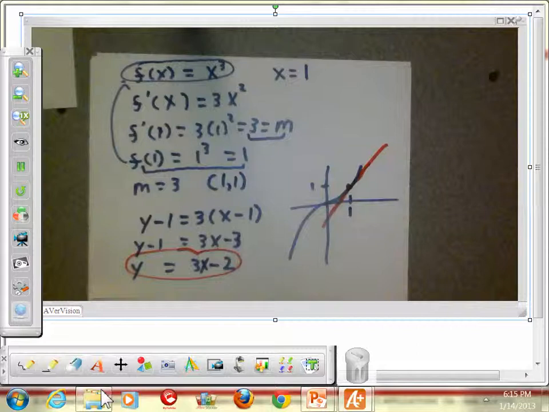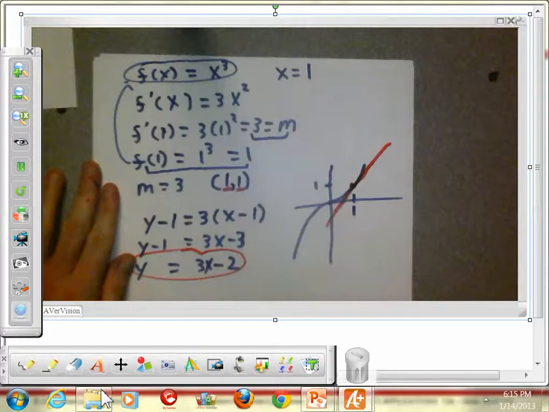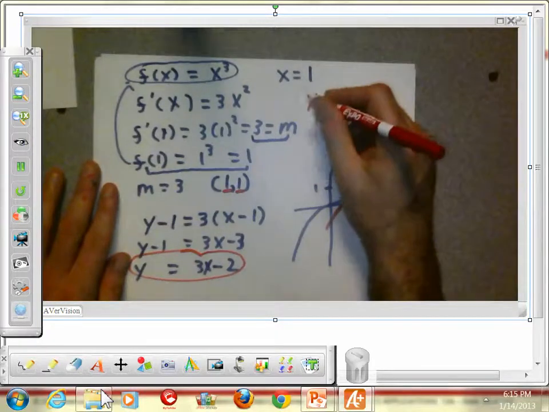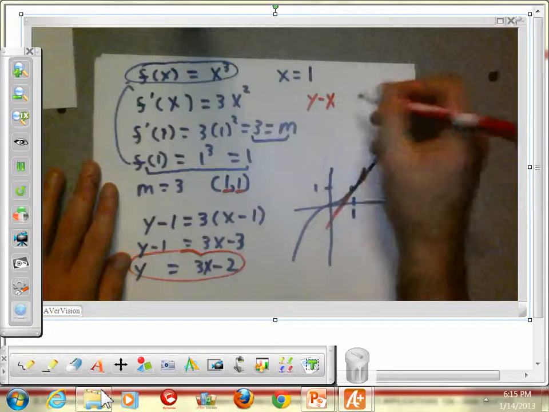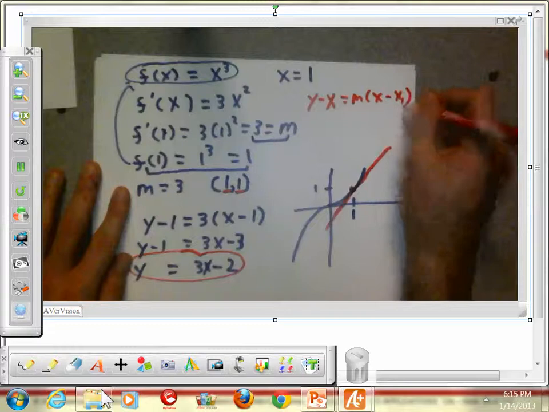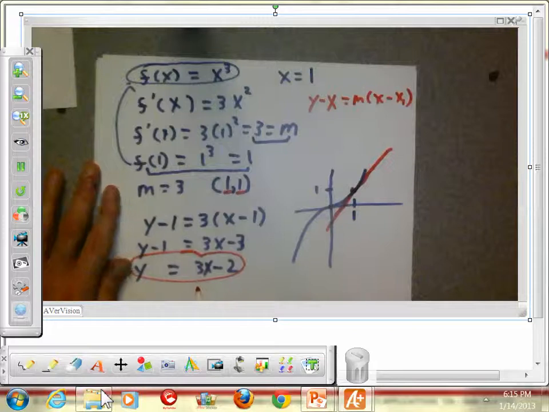Yeah. Where do I get the negative 1? Well, because the y-coordinate over here is 1. When x is 1, y is 1. So the formula is y minus the y-coordinate, which is y minus 1, is equal to the slope times x minus the x-coordinate. Remember? So the formula is y minus y1 is equal to m times x minus x1. Here, y1 and x1 are both 1, and my slope is 3. And if I simplify it out, I wind up with this.